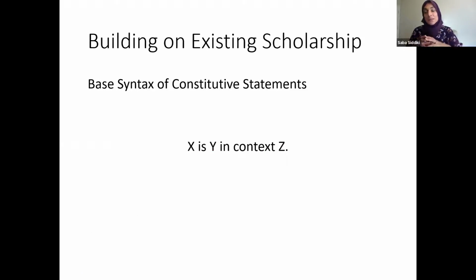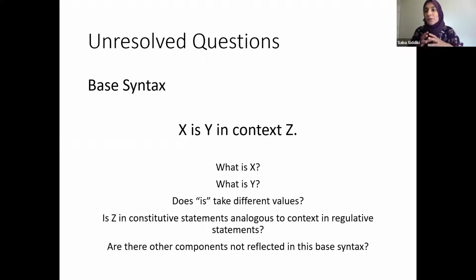And as we engaged in this exercise for thinking about what these syntactic components would be, we turned to existing literature that gives us a sense of syntactic forms of constitutive statements. So many of you will be very familiar with this base syntax of constitutive statements presented by Searle: X is Y in context Z. So we started to code constitutive statements according to this syntax, but we were left with a number of questions on the table. And I've listed those here.